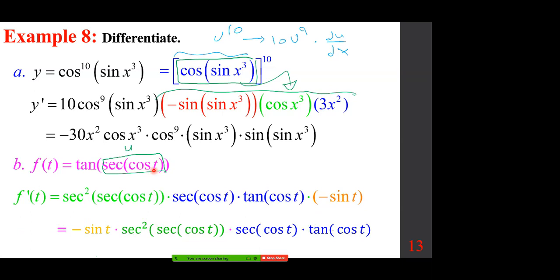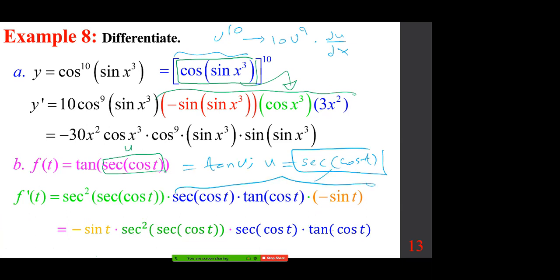It can get involved, but again, let's actually write this. Write it as tangent u, where u is secant of cosine t. This part, when you differentiate, gives you this. The derivative of secant is secant times tangent, okay? And then the derivative of cosine is negative sine, you rewrite it. Again, this is the page you really need to work on, class, okay? It's a page you want to look at a couple of times to be on the safe side.